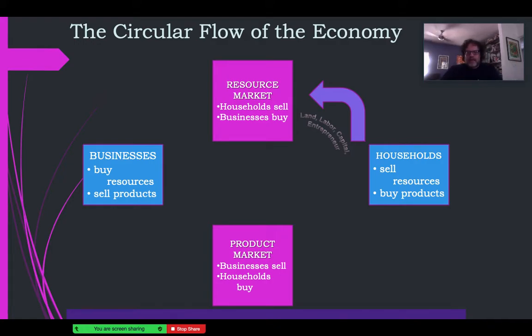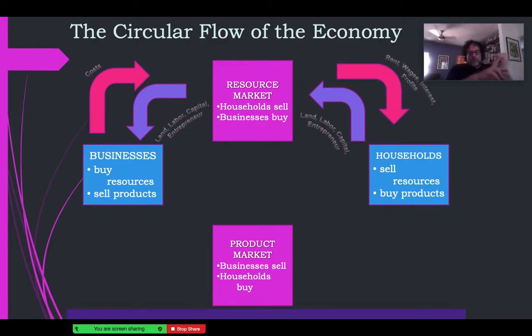Simply, what does that mean? It means I give my labor to Dade County Public Schools, right? I rent my building to Starbucks or Chipotle, right? I come up with new ideas. And those go to businesses, right? In return for giving my labor, my land, my capital to businesses, businesses pay me rent for my land, they pay me wages for my labor, they pay me interest for my capital if they rent a machine from me, and I get profits when I'm an entrepreneur.